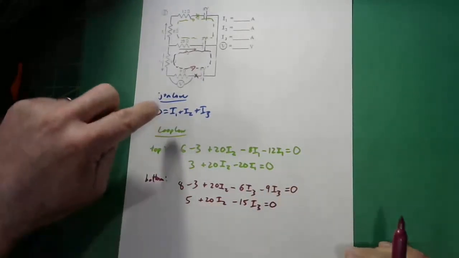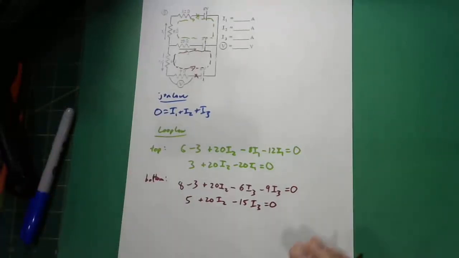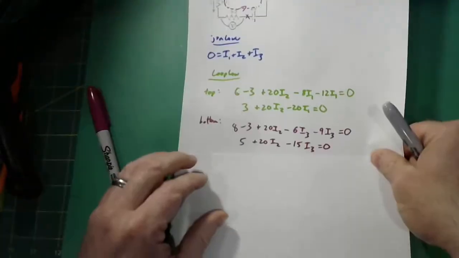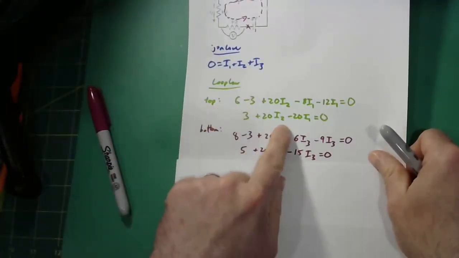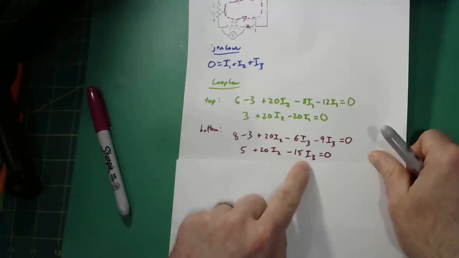That's a little tidier. So here we go, 1, 2, 3. Those are my 3 equations I'm going to use to solve. I notice that I have 3 variables in this equation. Here I have just I2 and I1. Here I have I2 and I3.